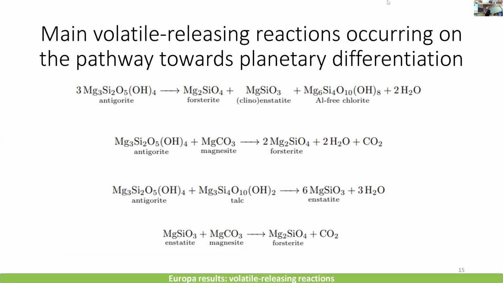And so these are the main volatile releasing reactions that we found. I mentioned the dehydration of antigorite into forsterite. I should mention that another really important reaction was the destabilization of carbonates such as magnesite, which released vast amounts of carbon dioxide. So these are just a few examples and maybe the most important reactions that we found.